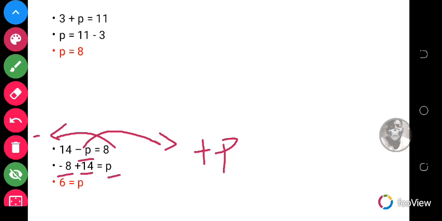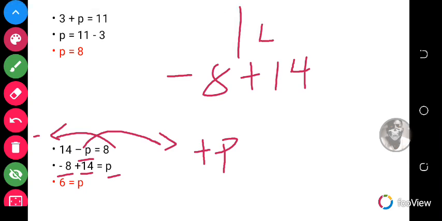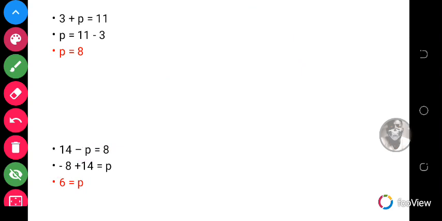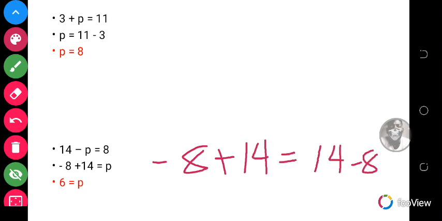Now negative 8 plus 14 is the same as 14 minus 8, so don't get it twisted. Negative 8 plus 14 is the same as 14 minus 8. And what is 14 minus 8? 14 minus 8 is 6. So p is equal to 6.